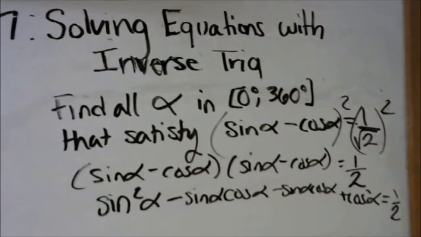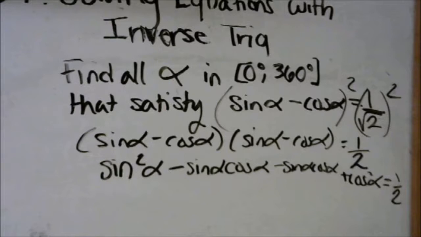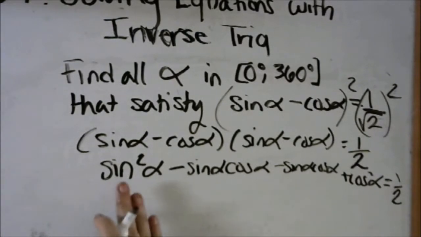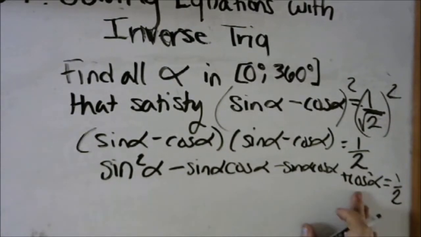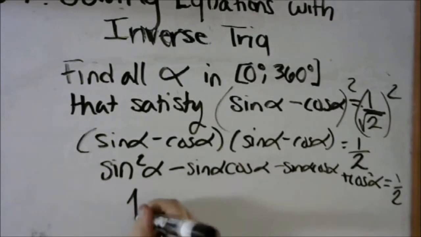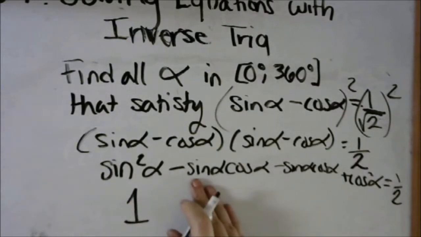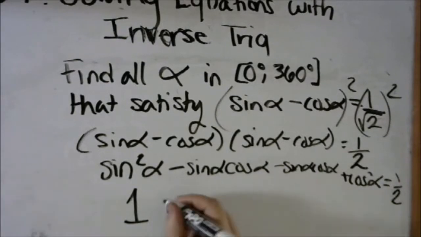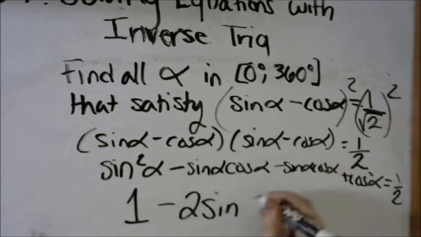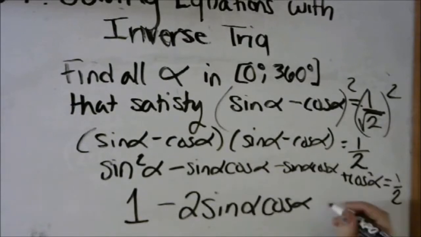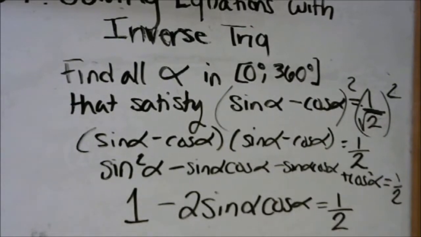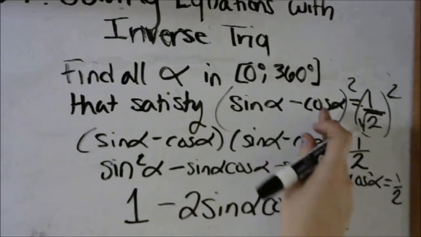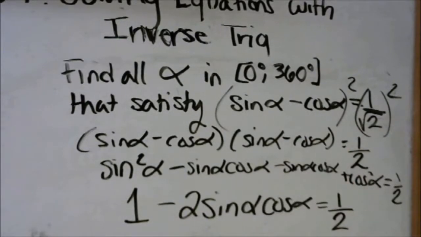Now I can combine like terms and I can apply the Pythagorean identity. For the Pythagorean identity, I know that sine squared alpha plus cosine squared alpha is equal to 1. For combining like terms, I know minus sine alpha cosine alpha minus sine alpha cosine alpha can be minus 2 sine alpha cosine alpha, and it's still equal to 1/2. Getting closer to a solution, but we still need some identities because I started with a sine alpha and a cosine alpha, and I still have a sine alpha and a cosine alpha. And the same problem applies.